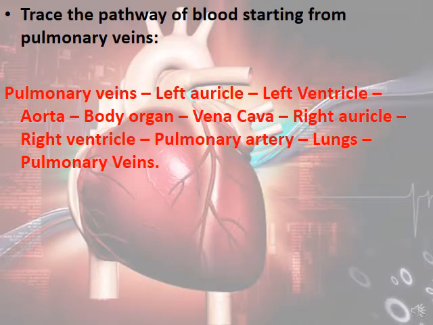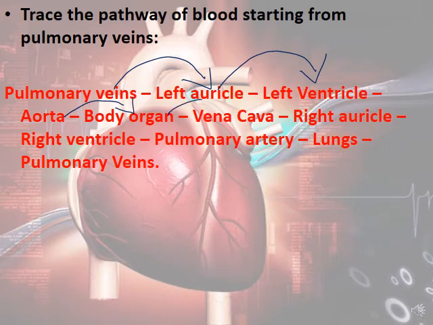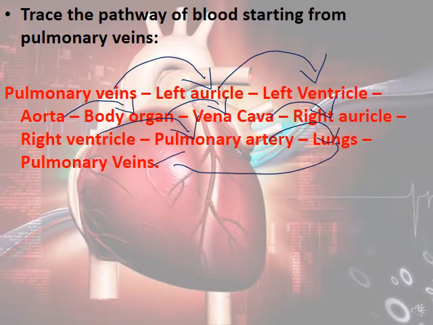Also, we have the pathway of the blood starting from the pulmonary vein. Whenever we start with the pulmonary vein, we have to end with the pulmonary vein. So pulmonary vein, then we move to the left auricle, then to the left ventricle, then toward the aorta, from the aorta toward the body organs, then to the vena cava, right auricle, right ventricle, then to the pulmonary artery, to the lungs, and finally to the pulmonary vein.